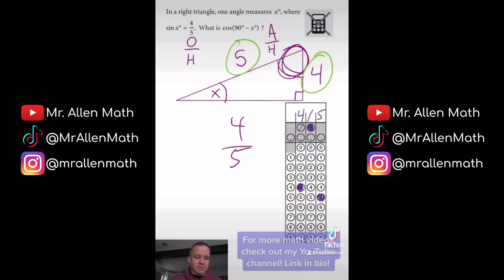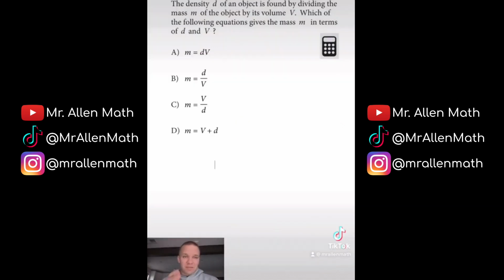Hope that helps. The density D of an object is found by dividing the mass M of the object by its volume. Which of the following equations gives mass M in terms of D and V? Well, let's look at the original here where it says the density D of an object is found by dividing the mass of the object by its volume. So D is equal to the mass of the object divided by its volume. So there's my initial equation.